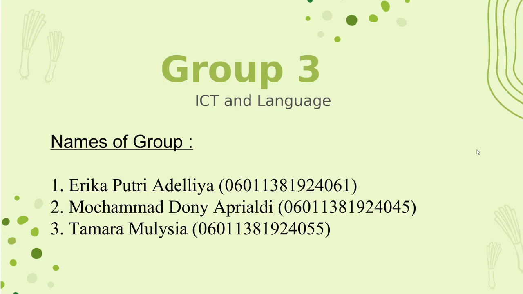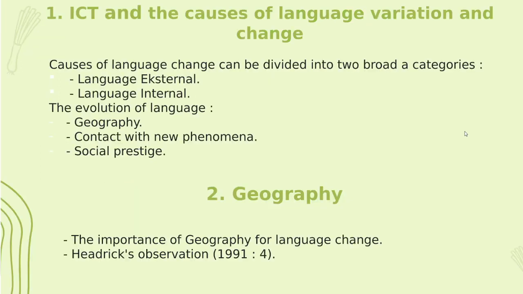ICT in the causes of language variation and change. Causes of language change can be divided into two broad categories. The first is language external factors, such as geography, contact with new versus old phenomena, imperfect learning, a substratum effect, and social prestige factors. The second is internal factors, which comprise ease of articulation, analogy, reanalysis, and randomness.